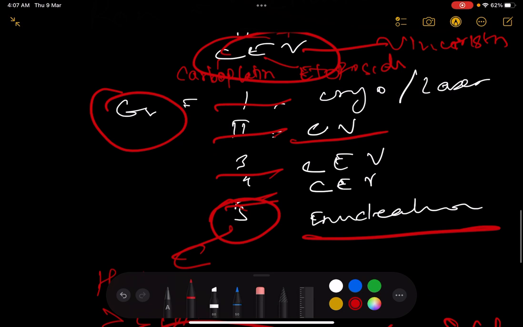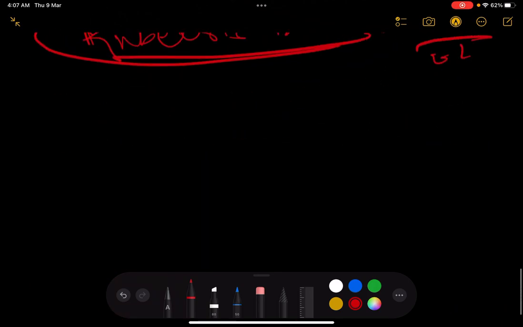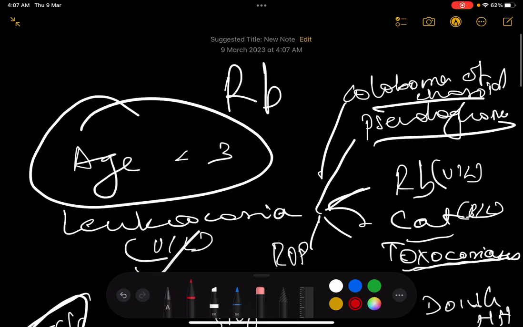Grade 2 is treated by carboplatin and vincristine, and carboplatin, etoposide, vincristine in grade 3 and grade 4. So those are almost the same, and that is about retinoblastoma. I think that is about it.